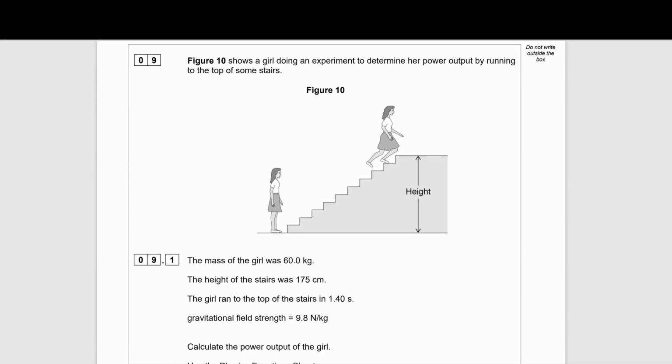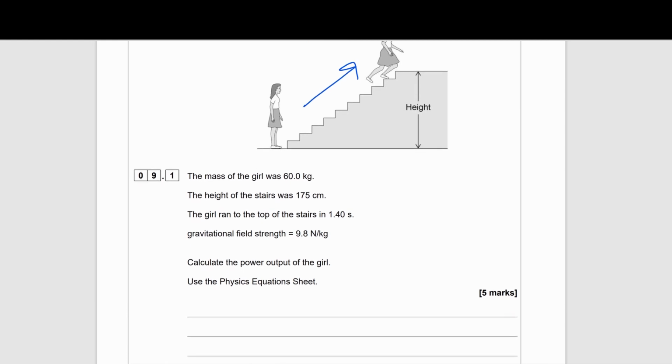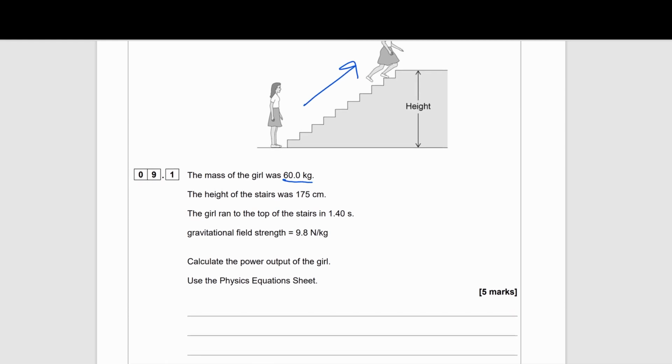Question 9. Figure 10 shows a girl doing an experiment to determine her power output by running to the top of some stairs. 9.1. The mass of the girl was 60 kilograms. The height of the stairs was 175 centimeters. The girl ran to the top of the stairs in 1.40 seconds. Gravitational field strength is 9.8 newtons per kilogram. Calculate the power output of the girl. Use the physics equation sheet.